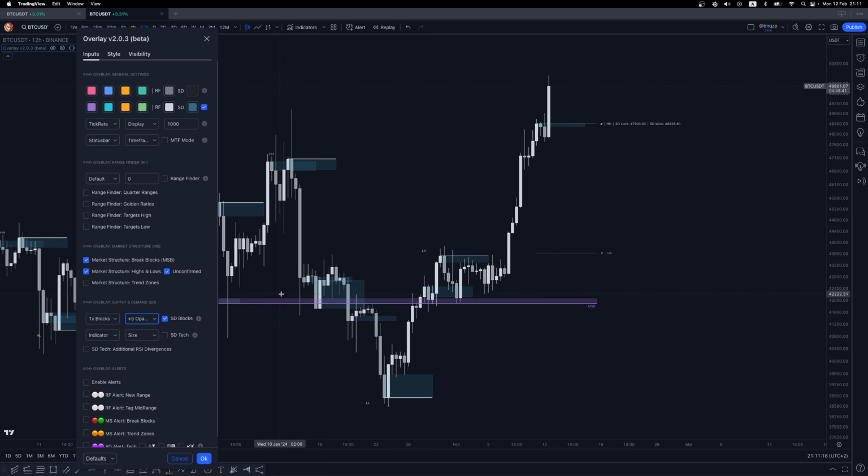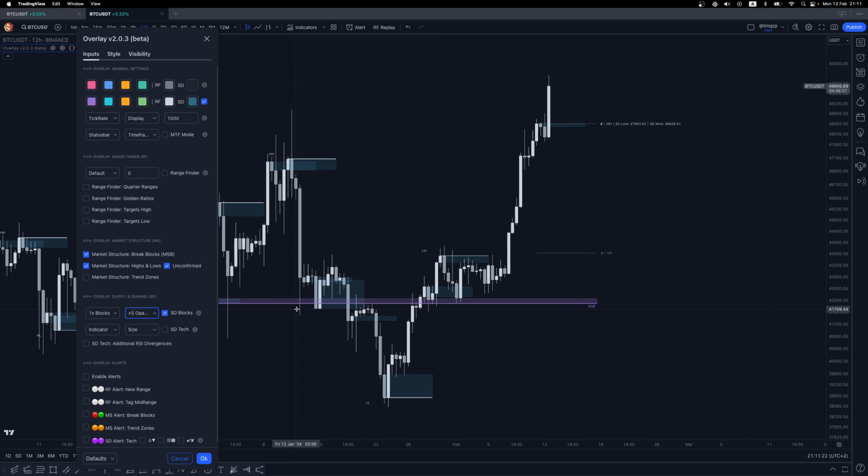Because I spent a lot of time curating the aesthetics of it, so everything looks nice and balanced. And if you change the opacity of the blocks, then all the blocks will change accordingly, so the ratio stays the same. Right, so that's it. We can leave the highs and lows. That's actually quite useful. We don't need the unconfirmed ones. Right, so those are the changes to just the SD blocks themselves, right?